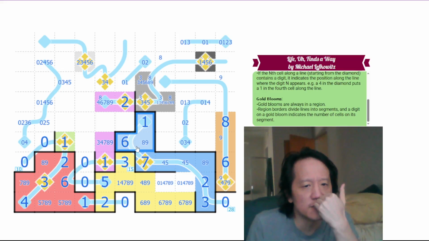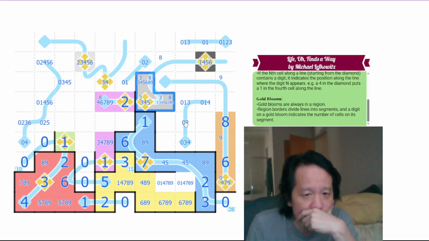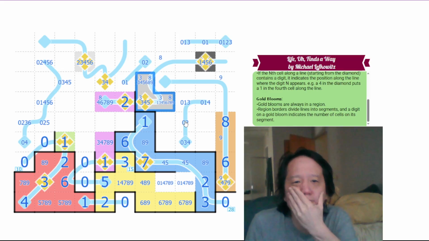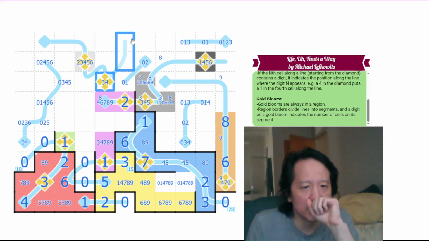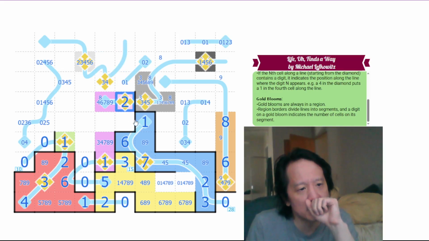So blue is done as a region. This is at least 3. We don't know this. It's either this way or it's this way, or it's both. Could be like this. Could be like that. Don't know.